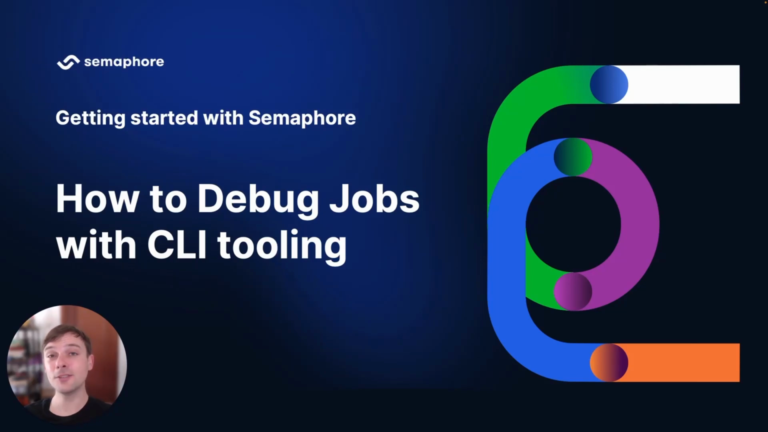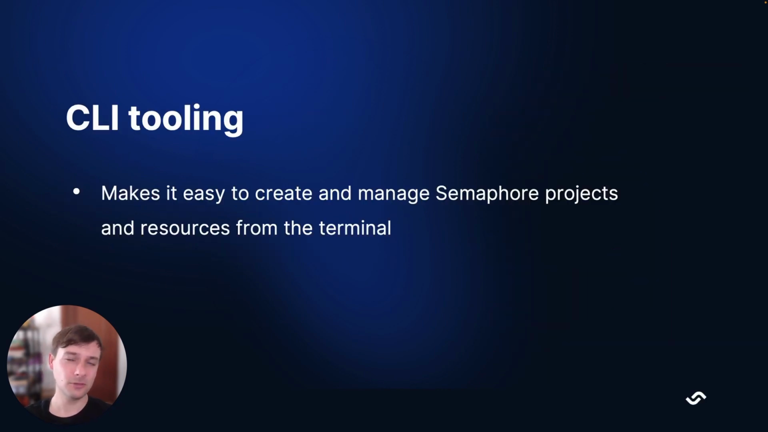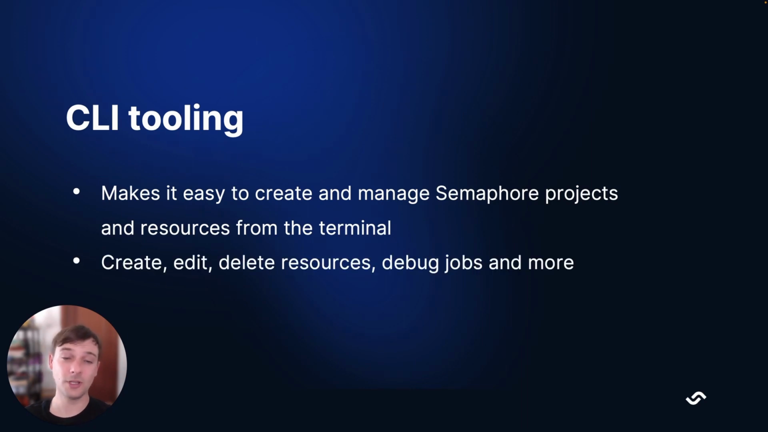Hey guys, in this video we'll be checking out how to debug jobs with the usage of CLI tooling. So let's talk about CLI tooling first. CLI tooling makes it really easy to create and manage Semaphore projects resources from the terminal directly. It also allows us to create, edit, delete resources, debug jobs, and a lot of other features as well.